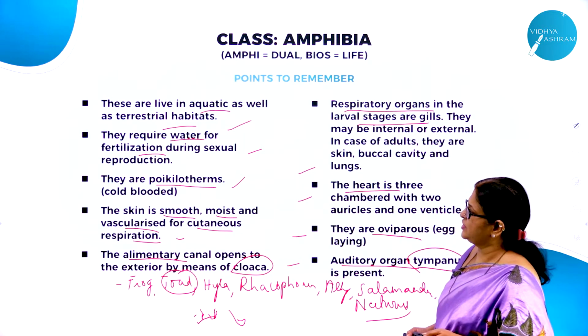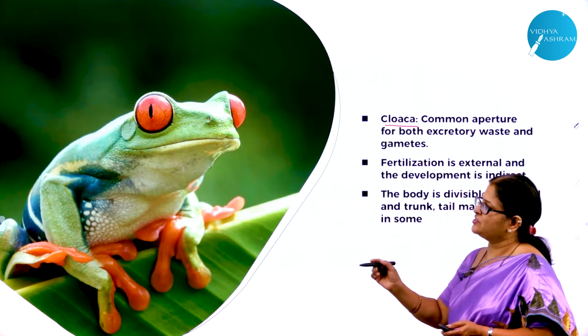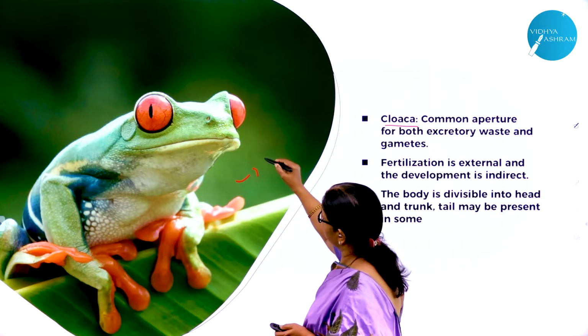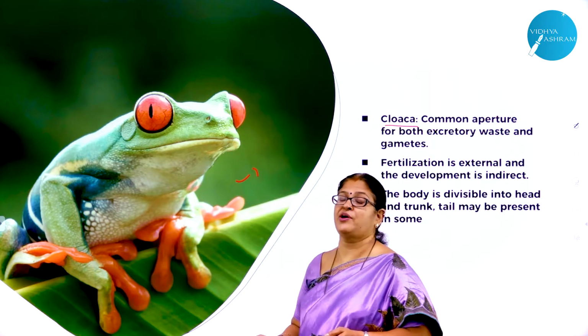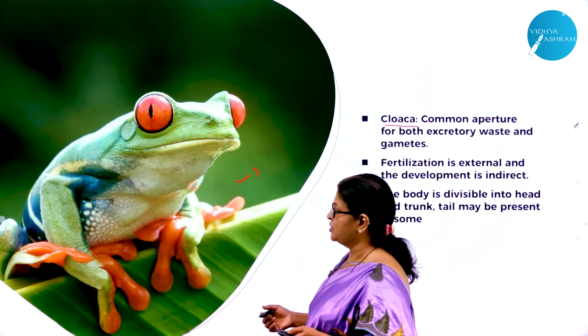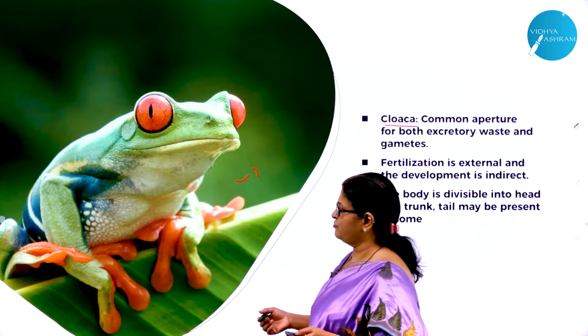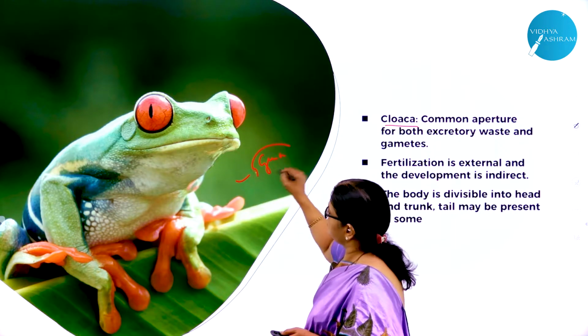Next, what is cloaca? As I said, you can see this beautiful frog. See, and I think all of you might have come across some frogs that are poisonous also, right? And even the size of the frog varies. Toads are usually bigger than the frogs. And here you can see it is green in color, right?